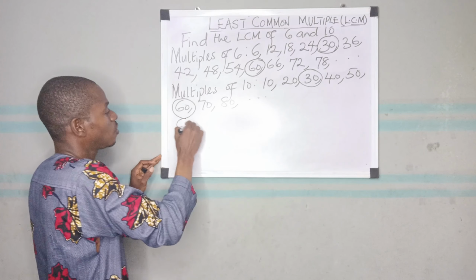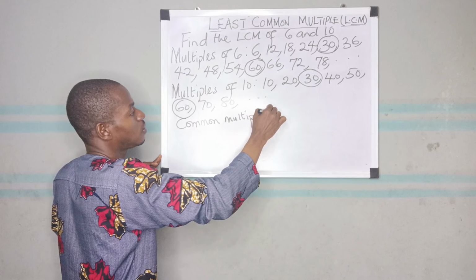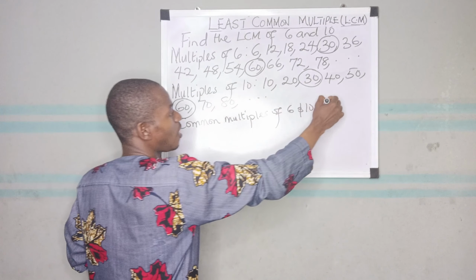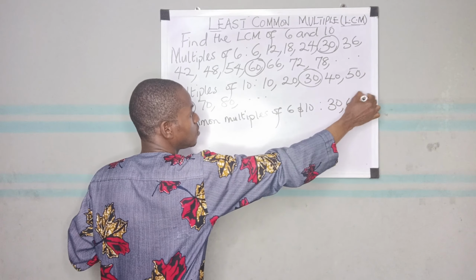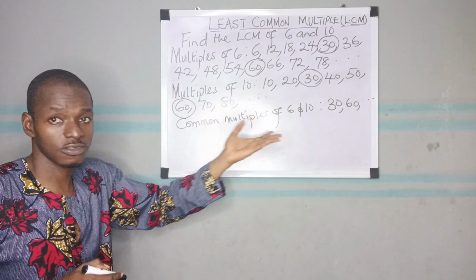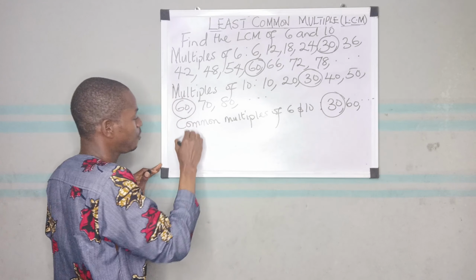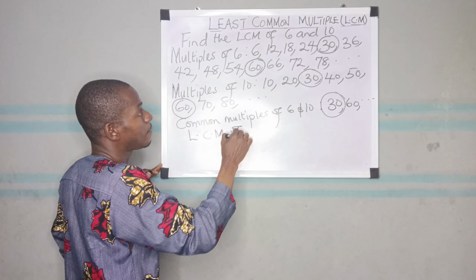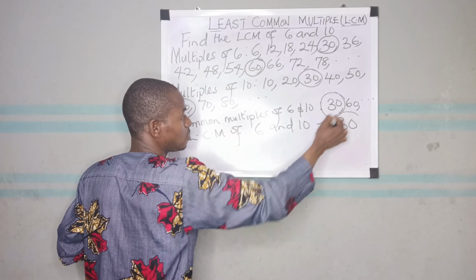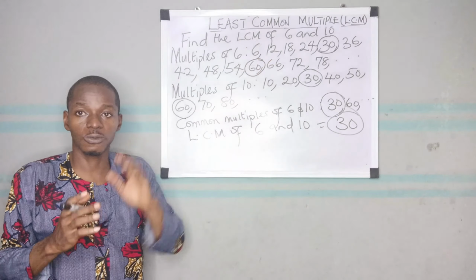So the common multiples of 6 and 10 are 30, 60, and so on and so forth. These are not the only two. If you continue, you see other numbers that fit. Now, what's the smallest among these? The smallest is 30. Therefore, the LCM of 6 and 10 equals 30. That's the smallest number that 6 can divide and 10 can also divide.